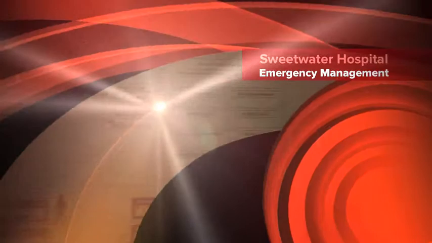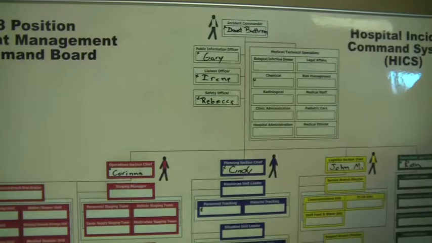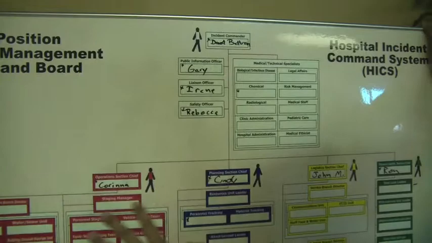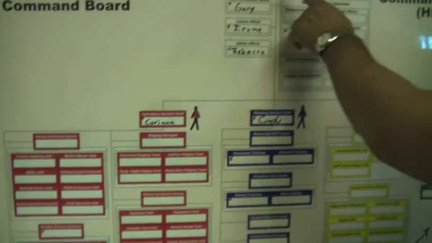This is the hospital incident command system. This is our board. This is where we write down the positions that have been assigned during every event. For today, we're having a partial activation, so we're not going to use the entire one. There will be no medical staff involved in the operations section. However, we did assign an incident commander, public information.